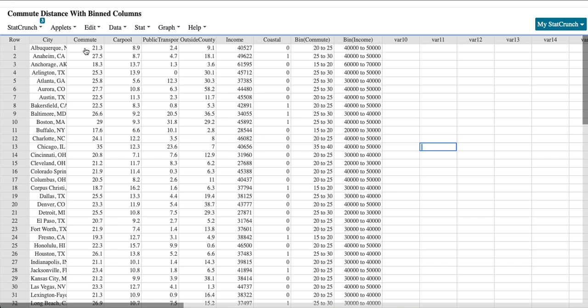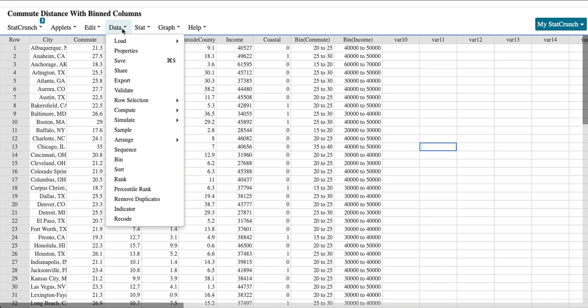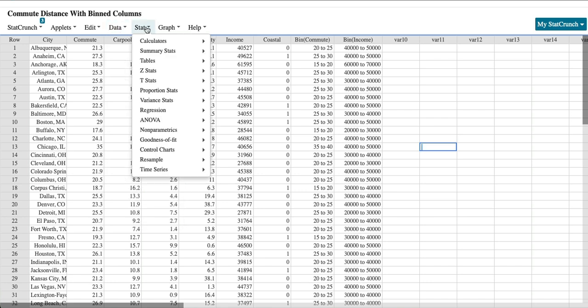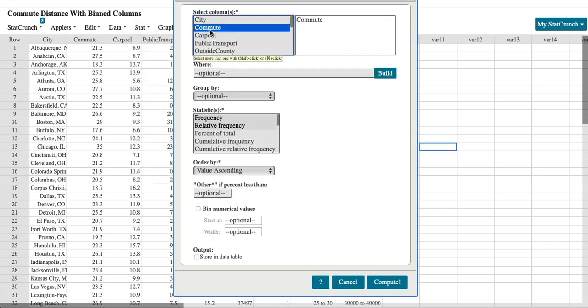So the first thing that I should point out is that these commute distances are continuous. This is a continuous data set because the numbers are decimal values. So that's right there, your clue. The minute that you see decimal values in your data, you can say, oh, this is continuous data. So the minute that you know that it's continuous, we are going to be binning our data. So the first thing we're going to do is go to the Stat menu, Tables, Frequency Table. And we're going to just work with the commute column.